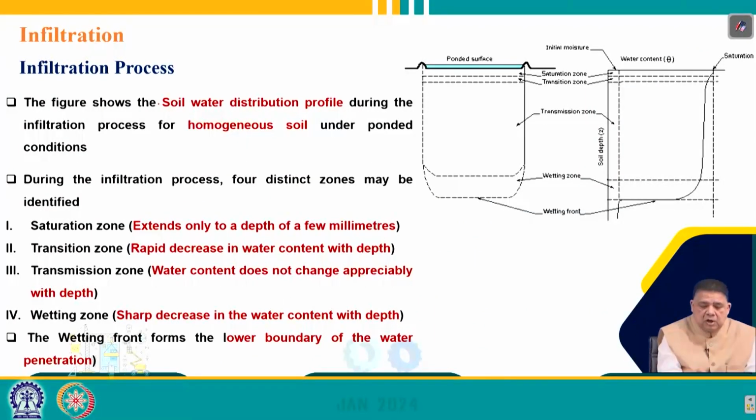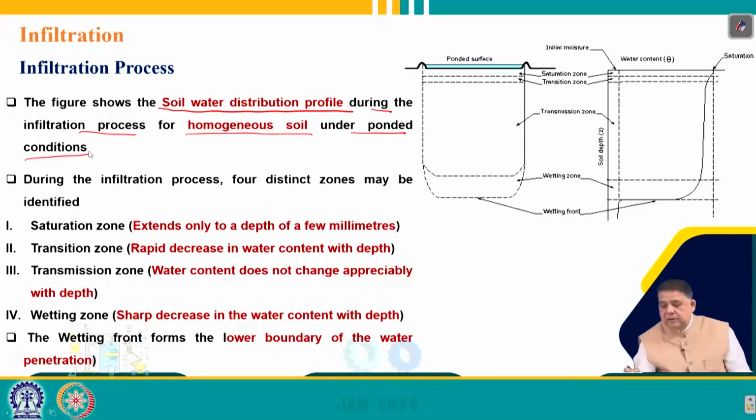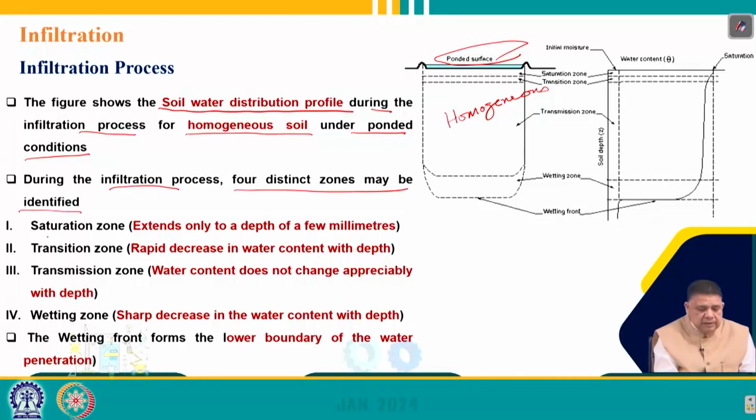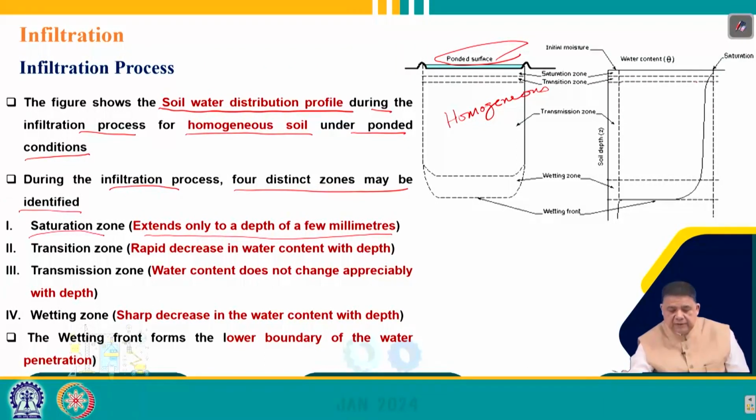Now, this figure shows the soil water distribution profile during the infiltration process for homogeneous soil under ponded conditions. So, this assumes that the soil here is homogeneous, and there is a ponded water surface on the ground. So, what happens in such a case, during the infiltration process, 4 distinct zones may be identified, and these zones are, first, the saturated zone, which extends only to a depth of a few millimeters. Here we are seeing the soil water distribution profile. On the top there is saturation, because there is ponding water, and then of course the saturation zone which extends only to a depth of a few millimeters, that is this part here, again because it is in direct contact, obviously this is also saturated.